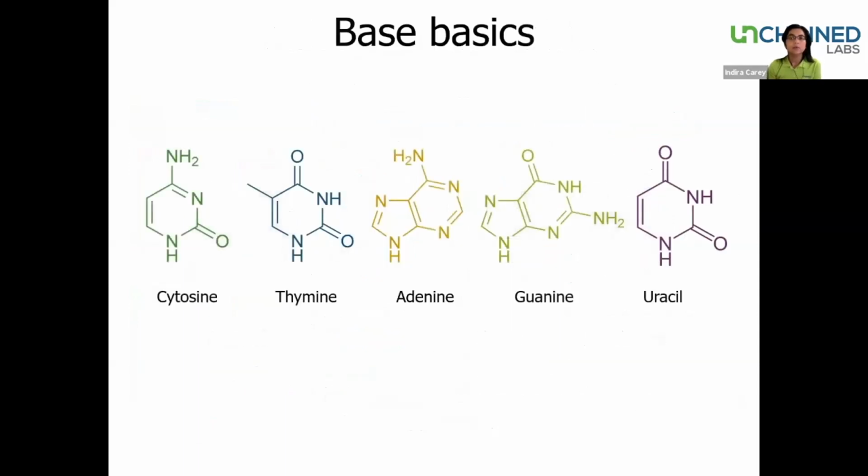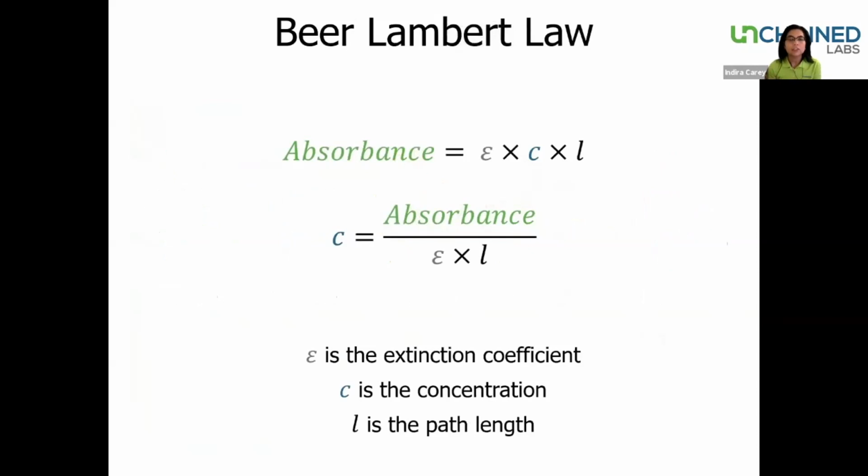Nucleic acids absorb UV light due to the ring structure of pyrimidines and purines. While there are slightly different absorbance wavelengths for each base, DNA and RNA polymers absorb maximally at 260 nanometers. The relationship between absorbance and concentration is expressed by the Beer-Lambert law, where C is the sample concentration, L is the path length of the measurement cuvette, and the extinction coefficient depends on the chemical makeup of the macromolecule. Sample concentration can be determined by a simple rearrangement of the equation, and that's shown here.